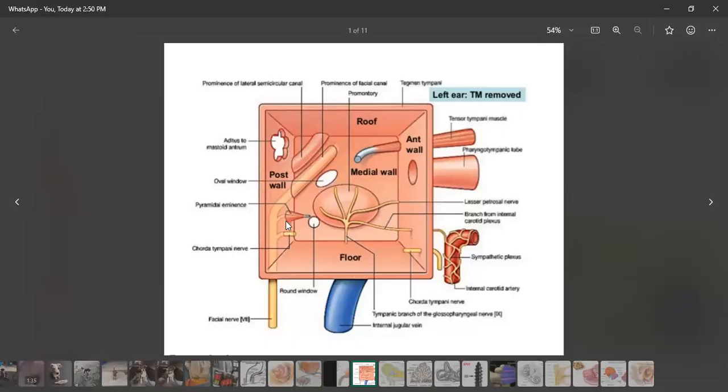Then you have this thing called the pyramidal eminence. The pyramidal eminence is what gives origin to the muscle called stapedius. This stapedius muscle will go and insert onto the stapes bone. So the origin of that muscle is on this pyramidal eminence. Okay, so those are the structures there.